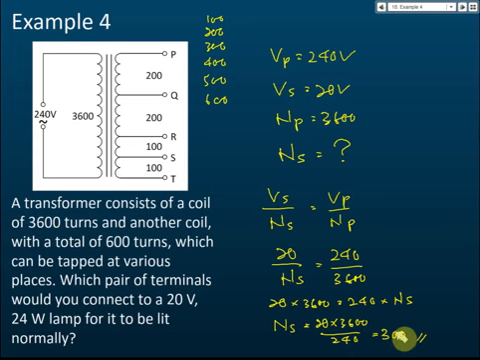The number of windings of the secondary coil should be 300. If you want to get 20 volt, it should be 300. And 300, you can connect to Q and S. So the answer is QS. With the voltage already, you can find the answer. 24 watt is the normal brightness. That's all. So this one is not involved in the calculation.